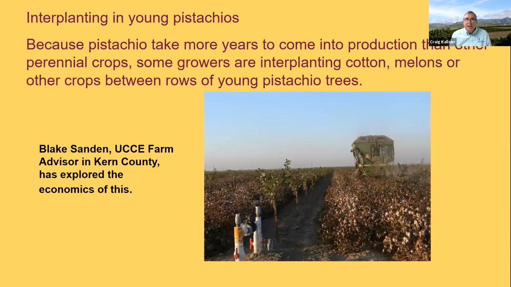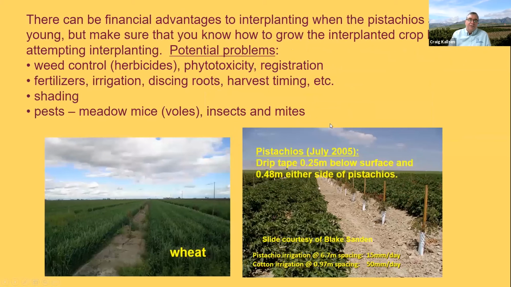Talk a little bit about interplanting in young pistachio blocks. It's always a temptation because these trees are so small and they take so long to grow, especially since we clip off most of the growth while we're training them. So people have planted cotton in between the rows of pistachios, seen wheat between them, seen melons. And there can be financial advantage to interplanting when the pistachios are young, but make sure that you know how to grow the interplanted crop before attempting interplanting. It's a poor place to learn how to grow a crop other than your pistachios.